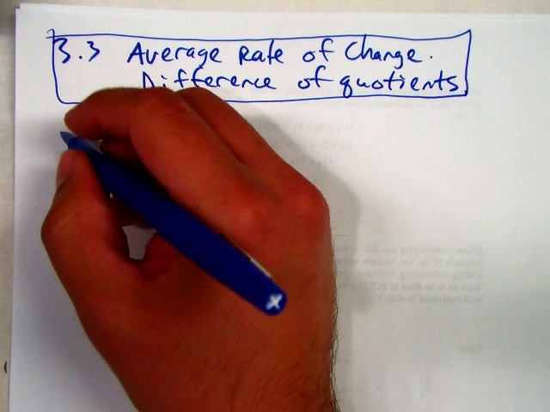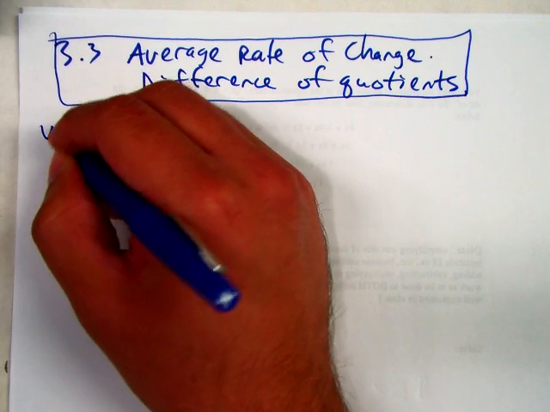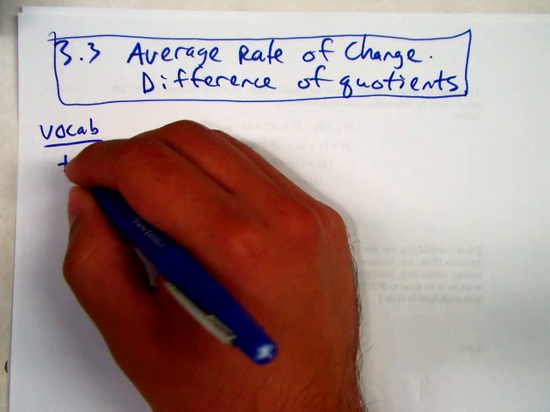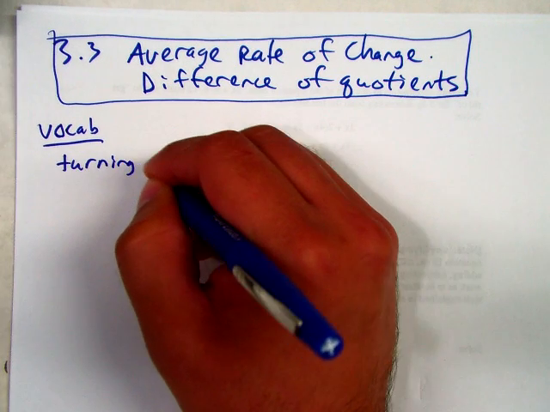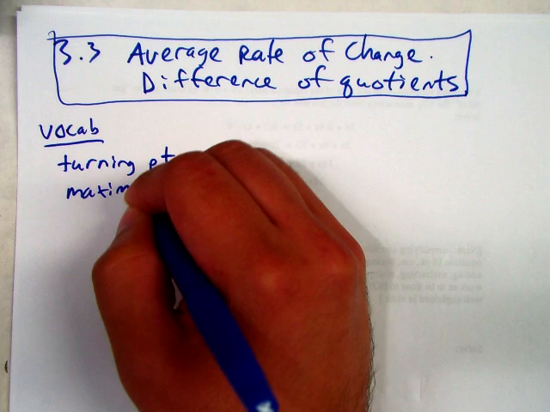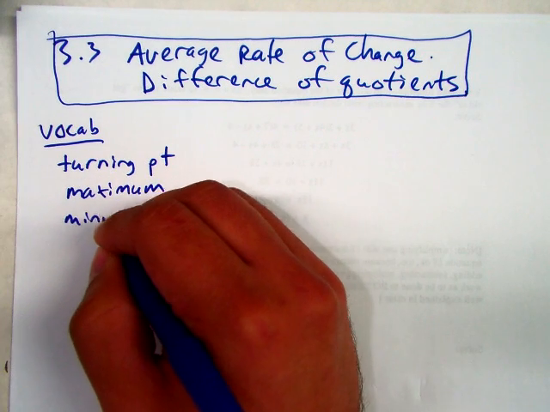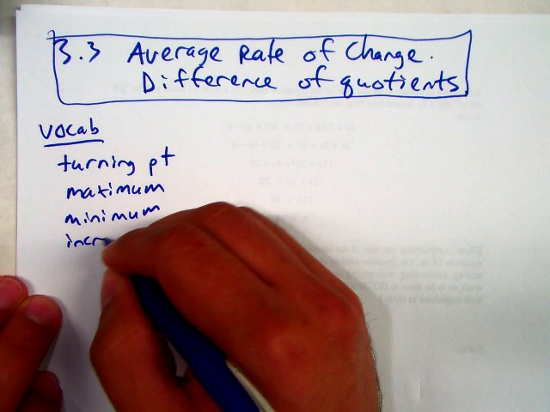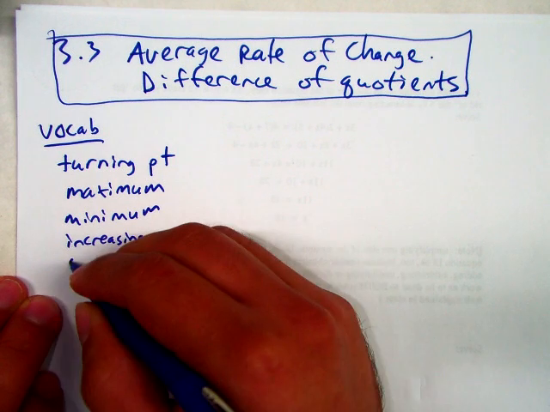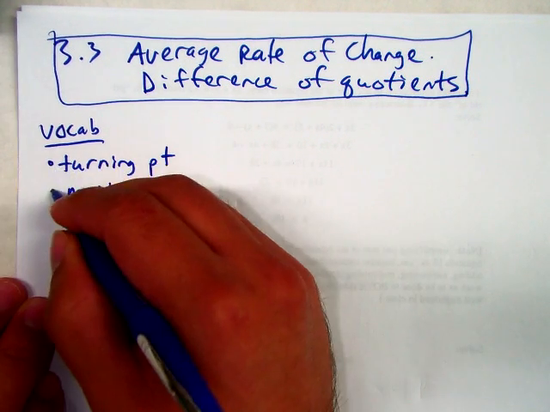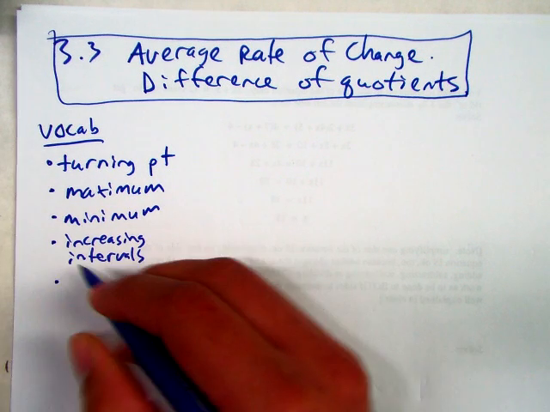Let's go through some of that vocab first that you guys saw in the warm-up. So we need to know what a turning point is. We need to know what a maximum is, a minimum, increasing intervals, and decreasing intervals.